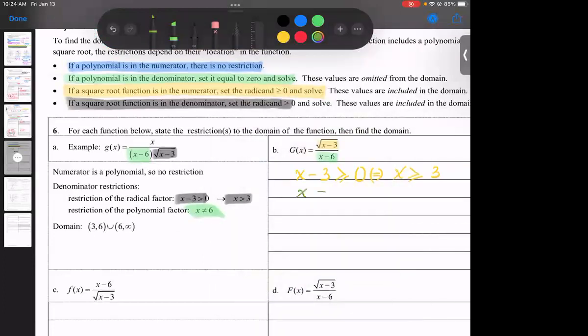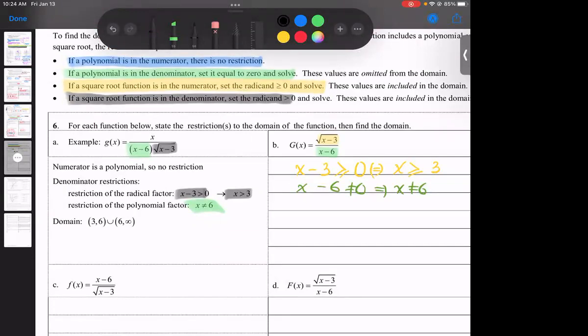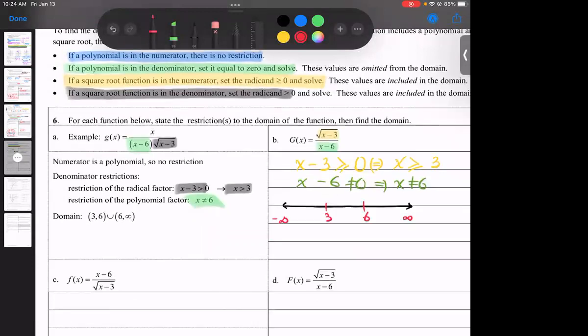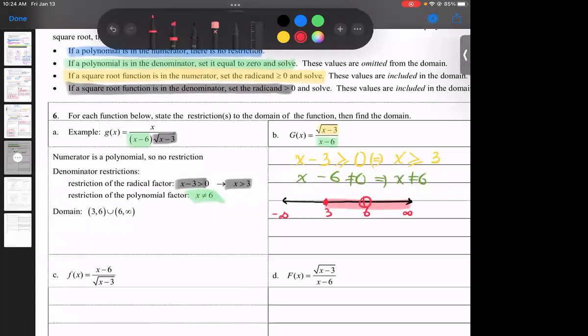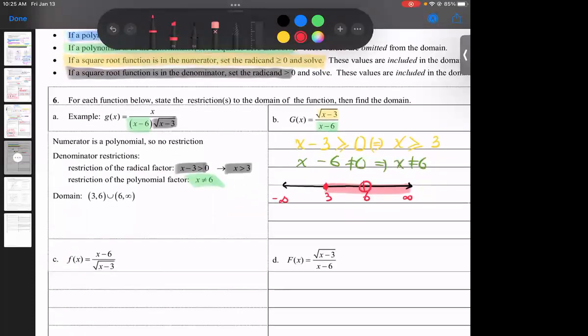Because in the bottom, you said x minus 6 cannot be equal to 0, right? x cannot be 6. So what is your final answer? Let's see. x is greater than or equal to 3. Is 3 included? Yes. So a solid dot on 3, and then you highlight from 3 to infinity. And then what else? x cannot be 6. So what do you have to do to the 6? You take it out, right? So it becomes hollow now. If you look at the picture, what is your domain from left to right?